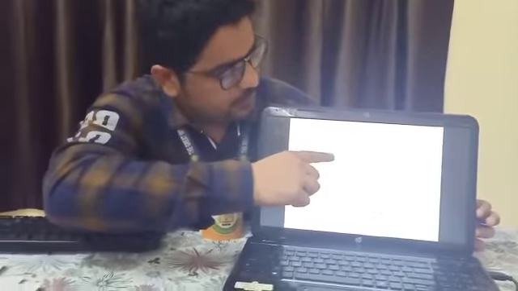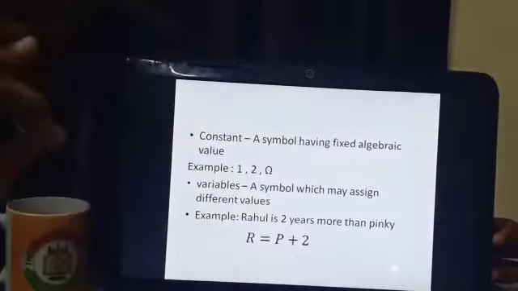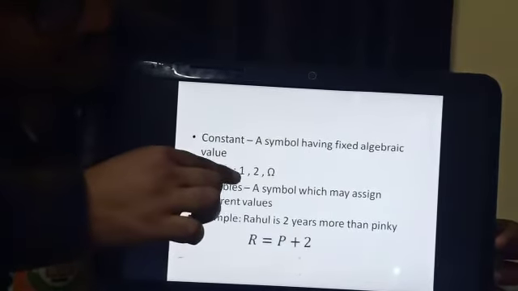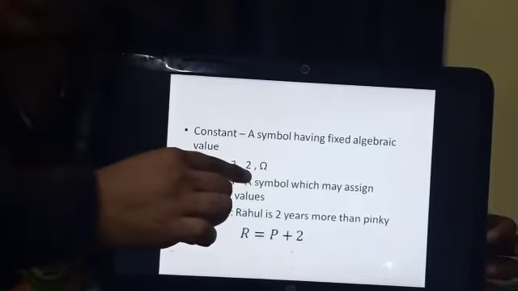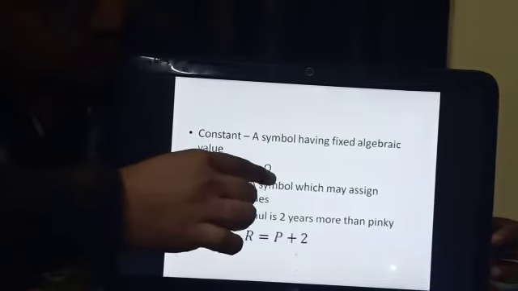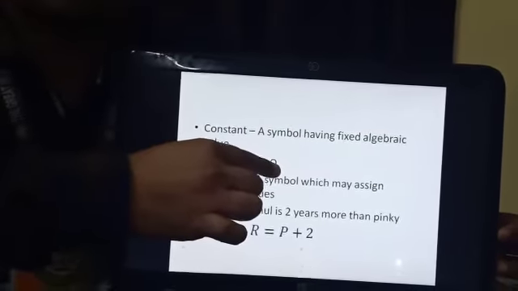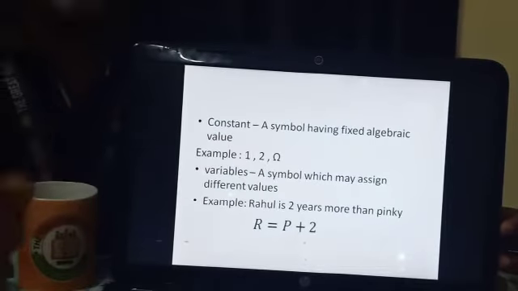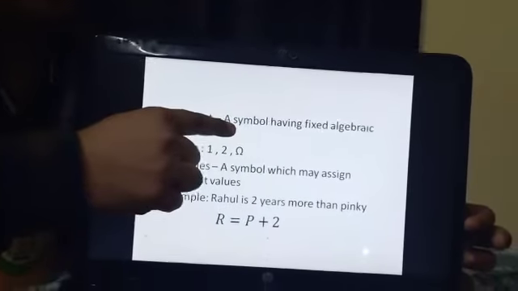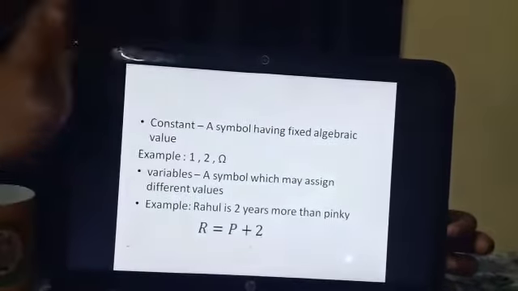Constant is any symbol which is having a fixed algebraic value. Any natural number. Let's see an example, 1. 1 is a natural number whose value is fixed. 2 is also a natural number whose value is fixed. Pi. What is the value of pi? The value of pi is 22 by 7 or 3.14, whose value is fixed. So any symbol whose value is fixed is called a constant.